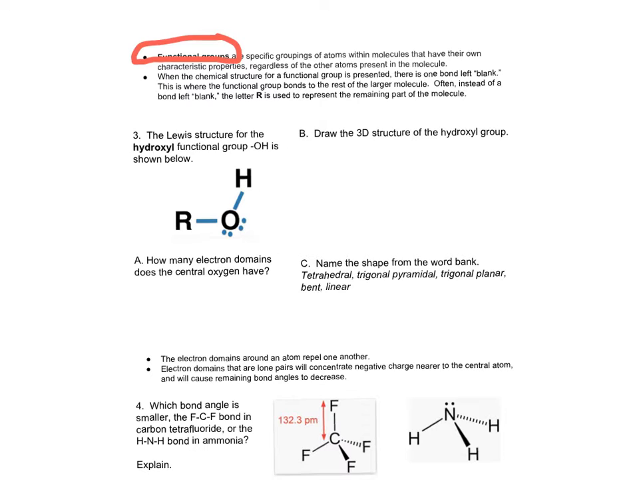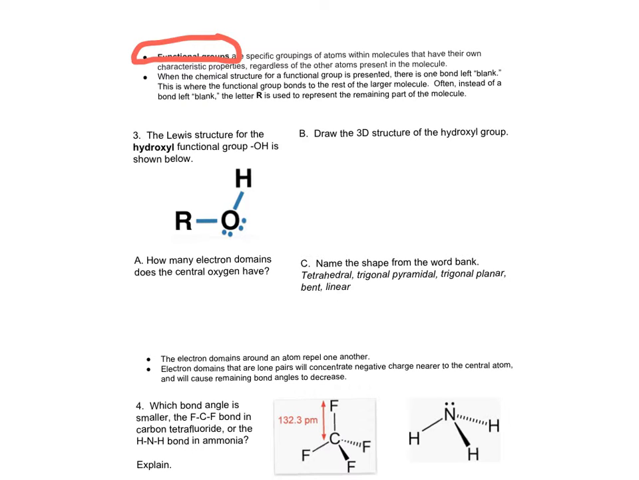So when we study a functional group, that group always functions the same way, even when it's part of a larger molecule. And when the chemical structure for a functional group is presented, there is often either one bond left blank, or at the end of the blank bond, an R is put there, and an R essentially represents where that functional group attaches to the rest of the molecule.